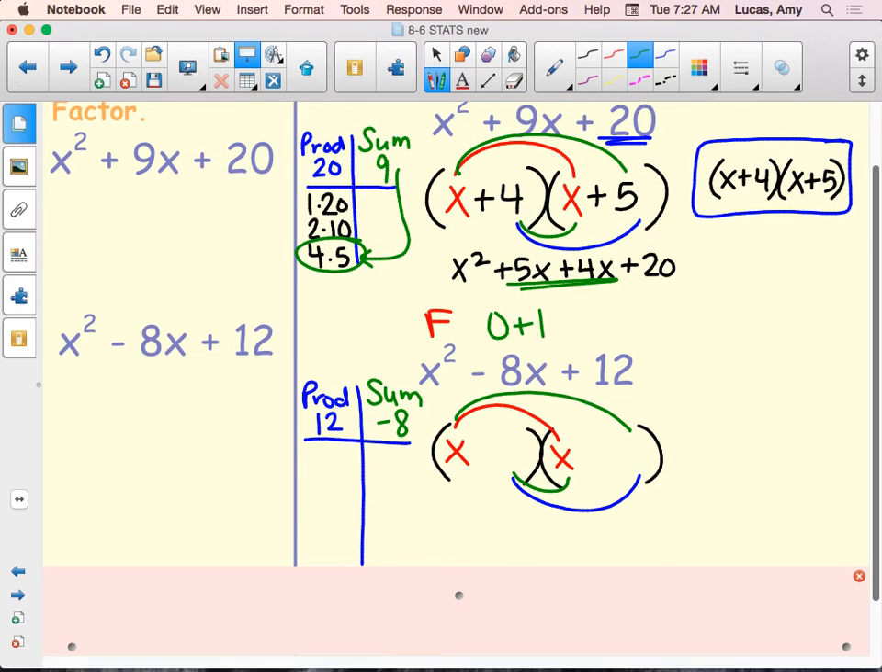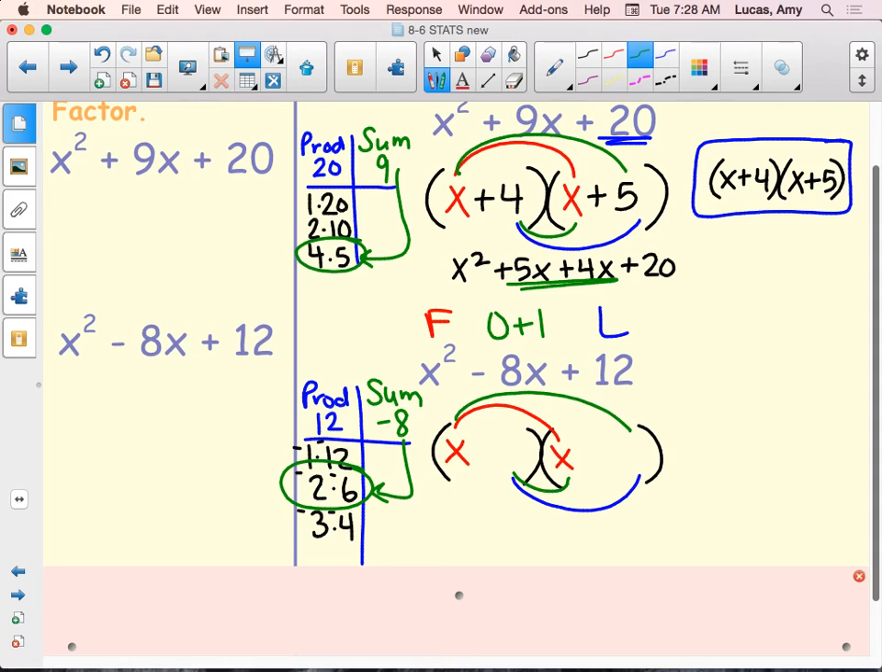Okay. So, product of 12. 1 times 12, 2 times 6, 3 times 4. And the sum has to be negative 8. So you might be thinking, how do we get a negative? Well, a negative times a negative is positive. So I need negatives on all of these. To get a sum that's negative and a product that's positive, both of my numbers will have to be negative. So the one that adds up to give me the negative 8 that I need is going to be negative 2 and negative 6.